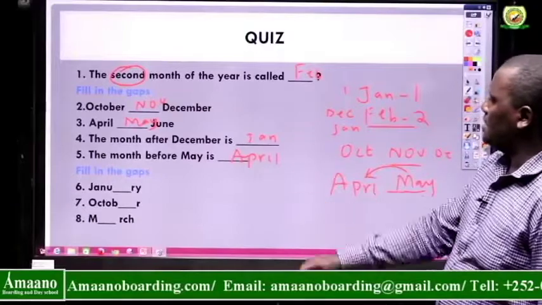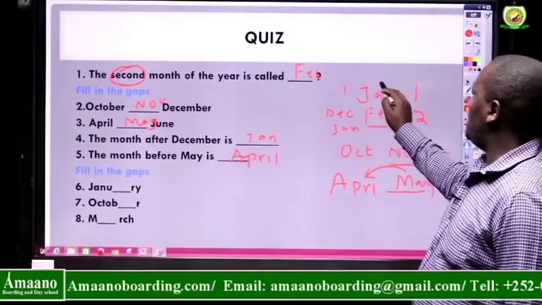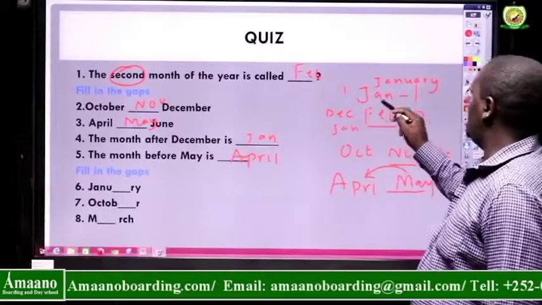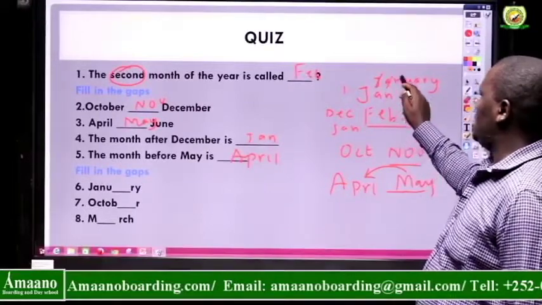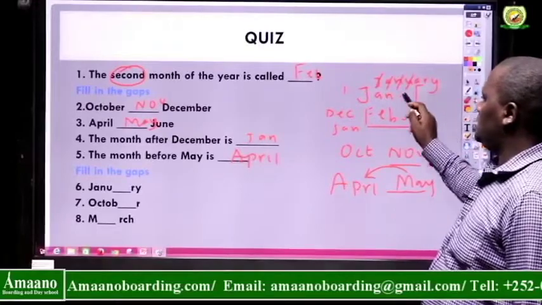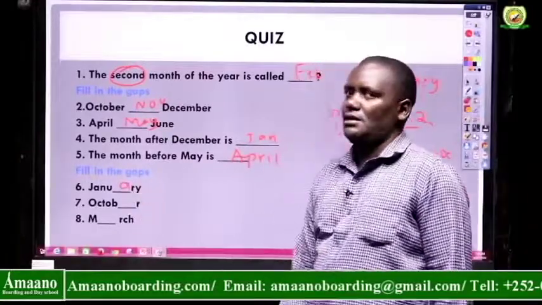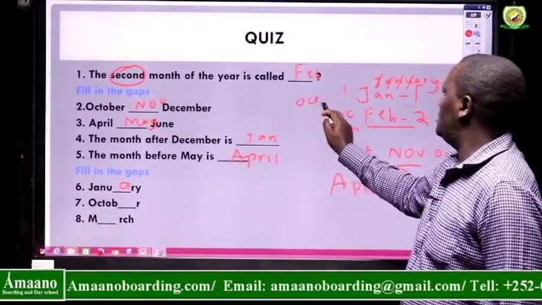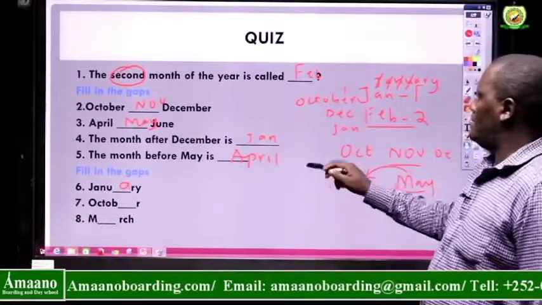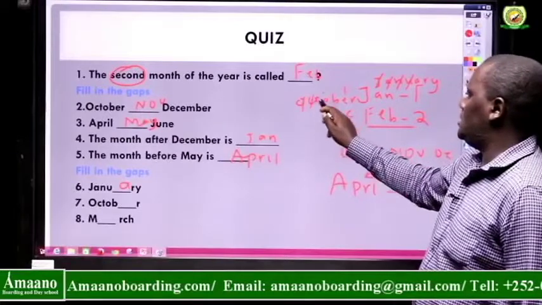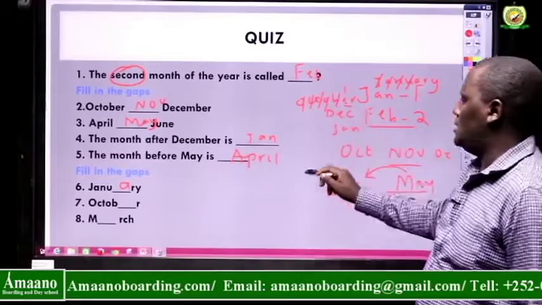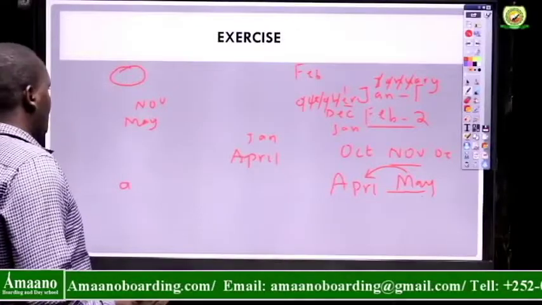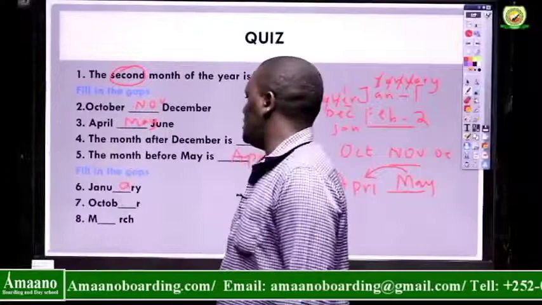Fill in the gaps that we are given there. January: there is something missing. J is there, A is there, N, U. A is missing, so I'll fill here with A. October: I have O, C, T, O, B, E. The letter E is missing, then we call it October. So here it's letter E.